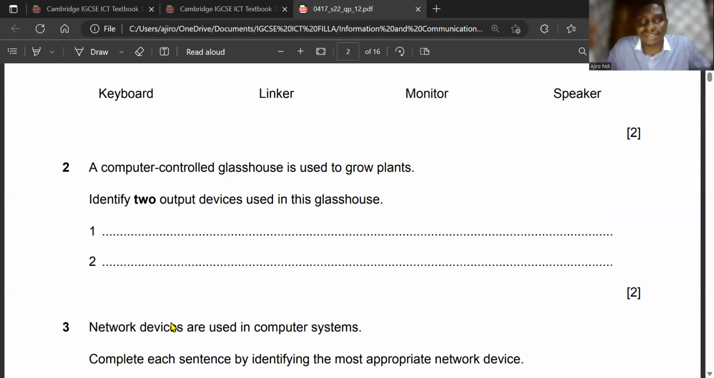Now, you know what a glass house is. What are those output devices? You will not see it in the textbook. It's crazy, but it's the truth, right? They expect you to have knowledge and then know how to apply. So we'll look at those output devices.